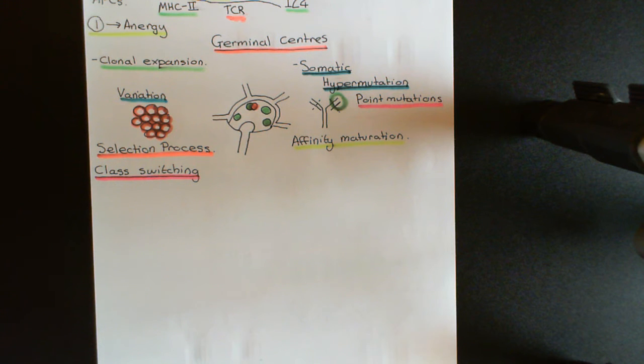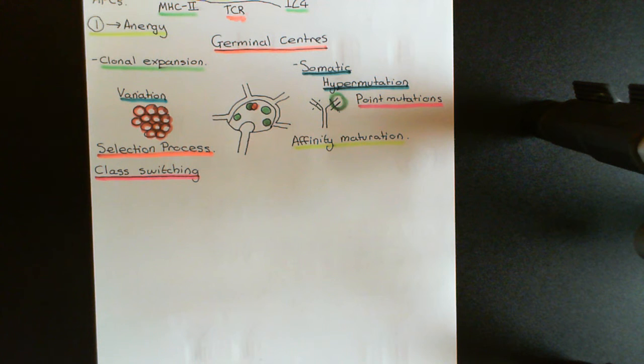Okay, so those are the two processes that are occurring inside germinal centers in lymph nodes. I'm going to end this video here and we'll discuss the final portion of this great humoral adaptive immune response in the next video, which is the differentiation into effector and memory B cells, and then what the effector B cells are actually going to do.